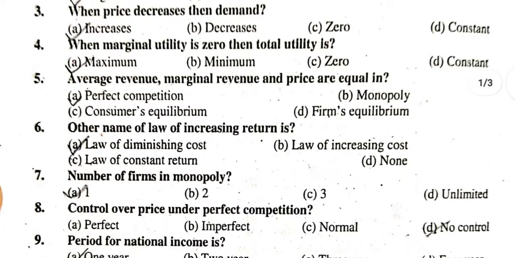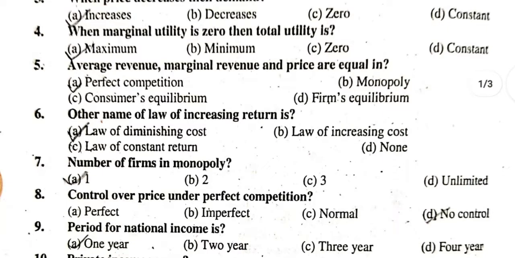9. Period for national income is: A. 1 year, B. 2 years, C. 3 years, D. 4 years. Correct answer is 1 year.